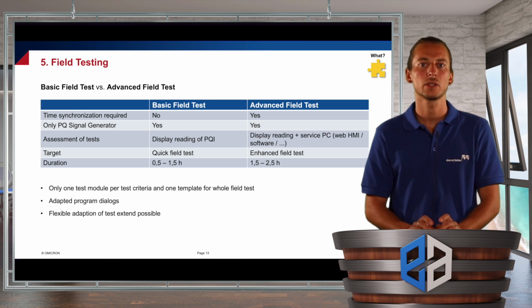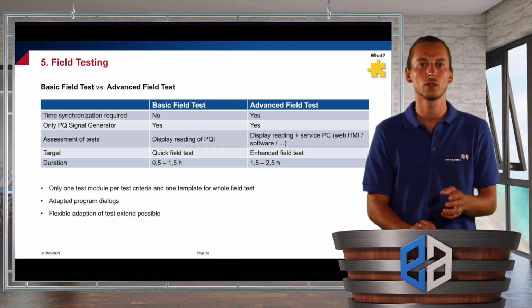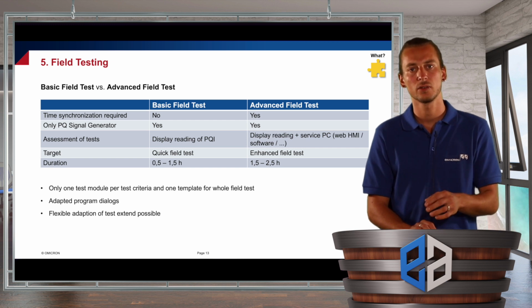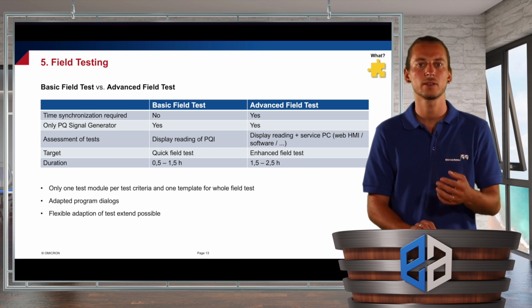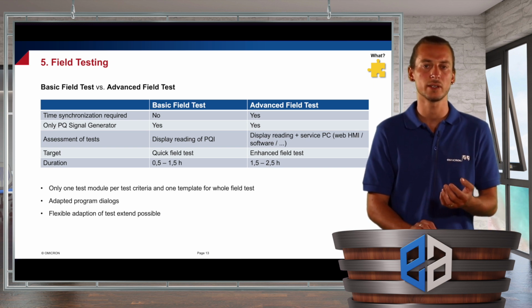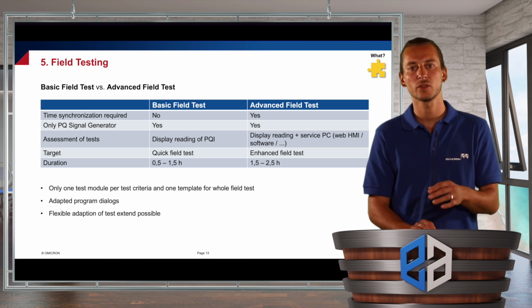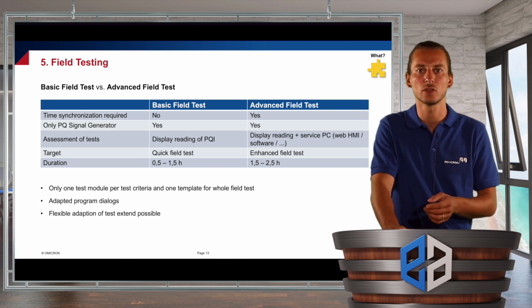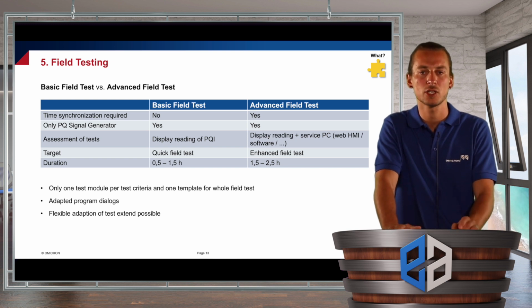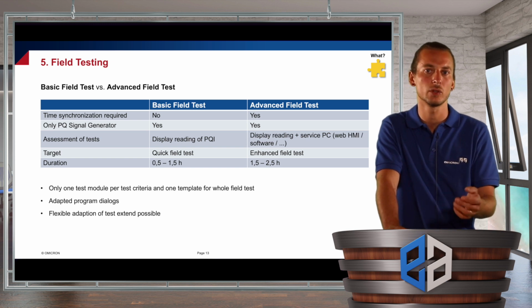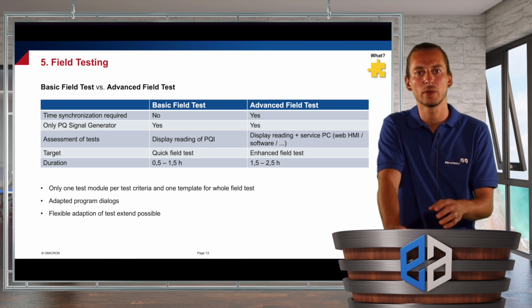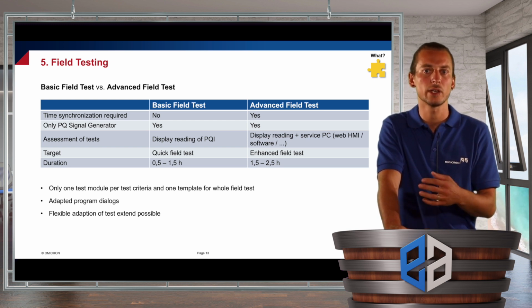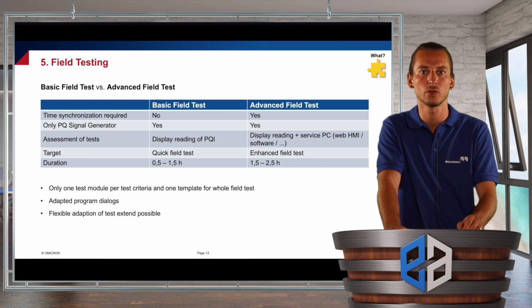The main difference between them is, for the basic field test you don't need the time synchronization. For the advanced field test you still need time synchronization, and at the field test it's based just on display reading of the power quality instrument. And for the advanced field test you have to use additional software or a web HMI of the power quality instrument, so there's additional effort to assess the tests. Both of them have a very short duration of about 1 to 2 hours, which is very little compared to the 2 weeks test duration of the complete type test.